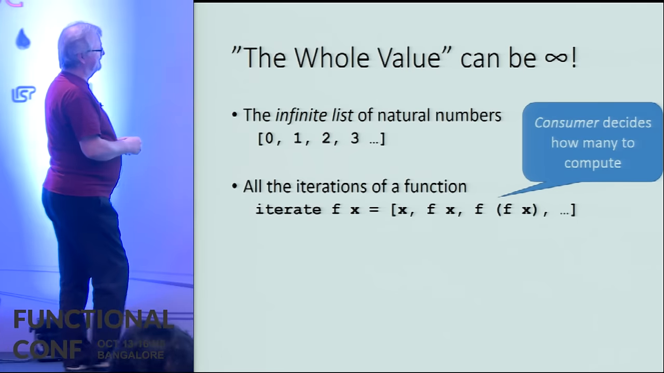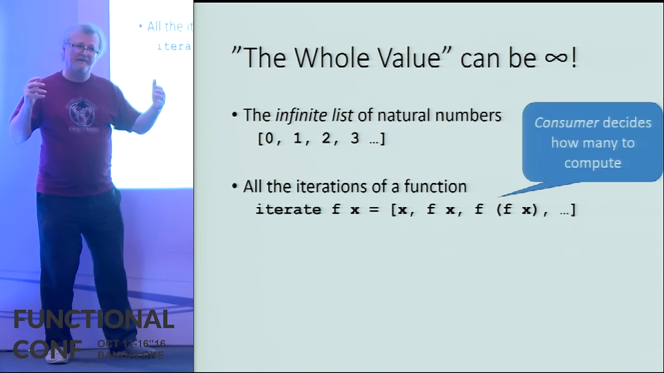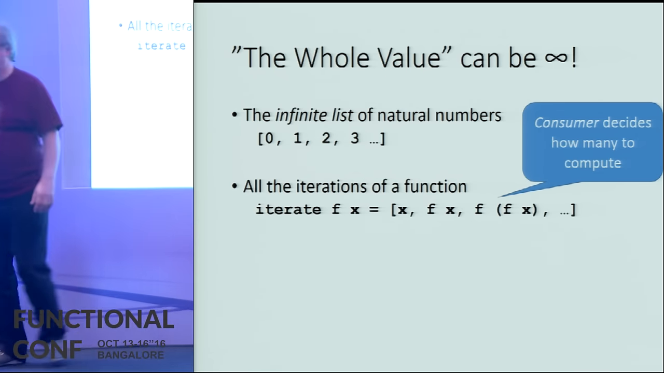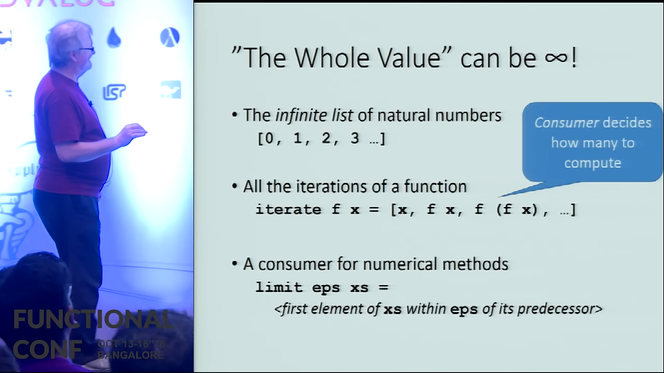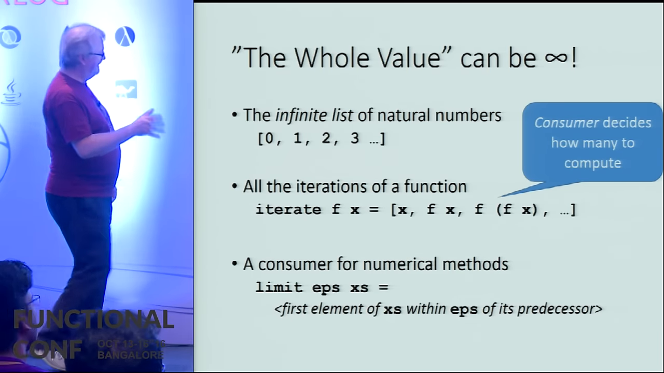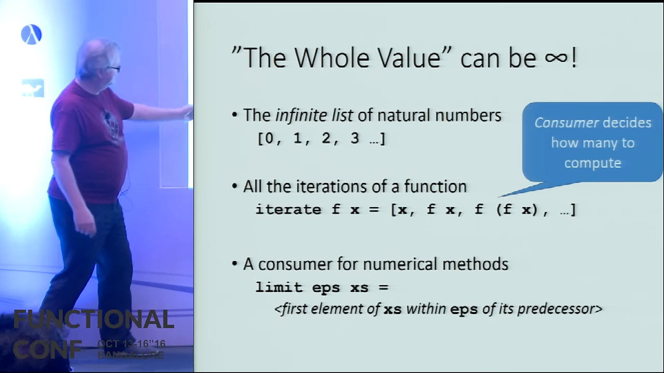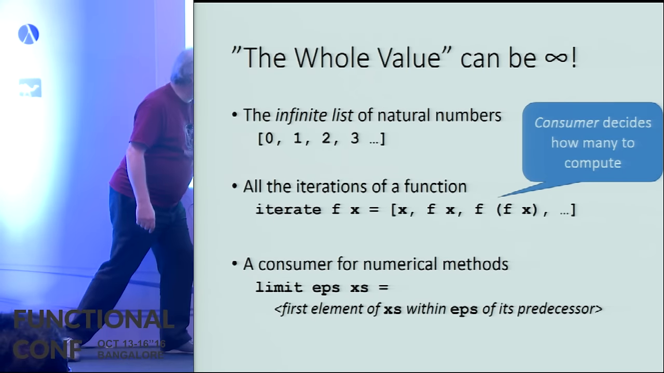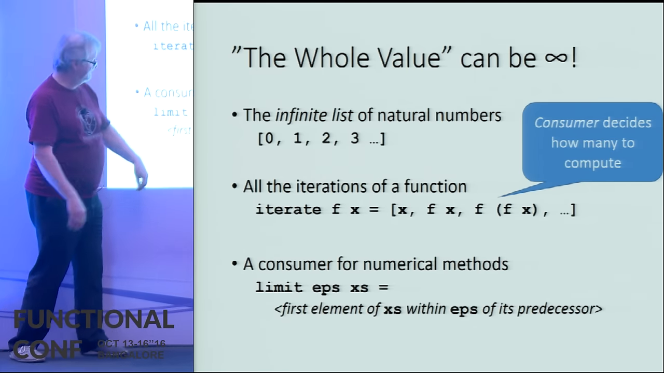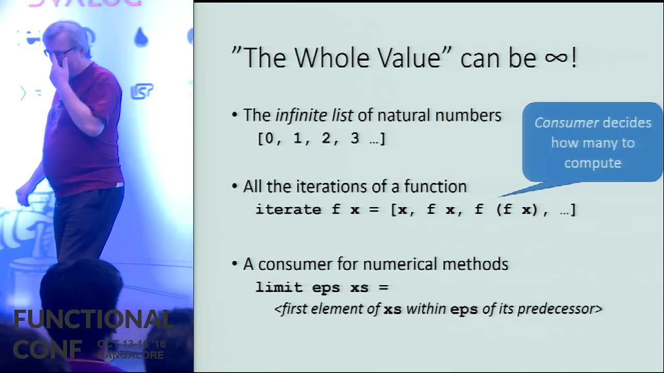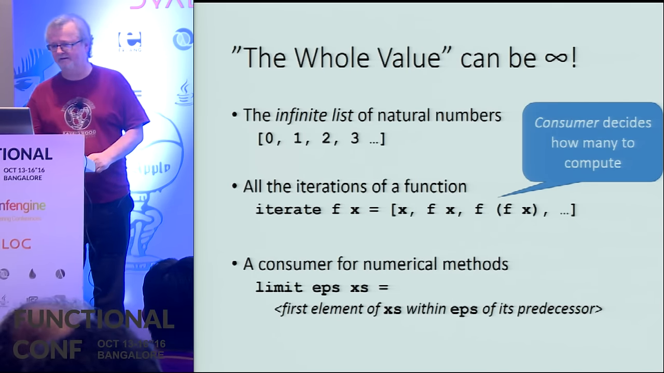And I was very excited about the possibility of separating the decision of how many things to compute from the code that told you how to compute them. Here's an example of a consumer for numerical methods. I had studied numerical analysis without very much success a few years earlier. But one of the things I had learned is that numerical methods often take the limit of a sequence of approximations. So let's just make that a consumer. Limit gets an infinite list of approximations and returns the first one it finds, where the distance between approximations is less than epsilon. So now we've got a part of many numerical algorithms, but expressed as a reusable separate function.